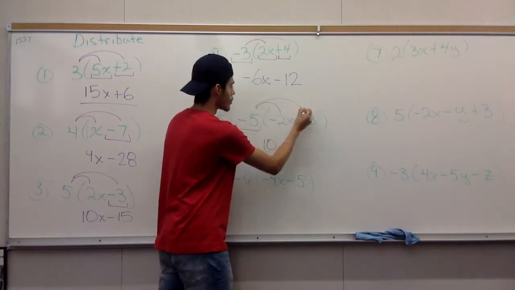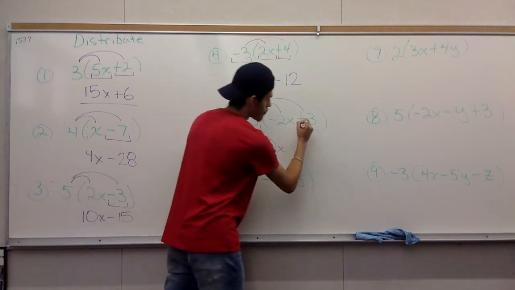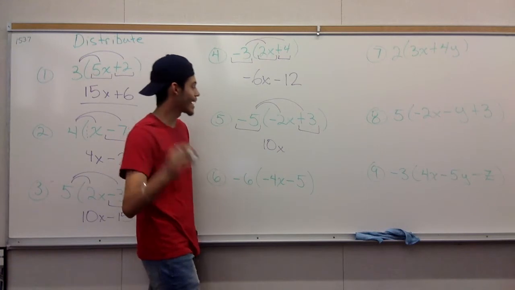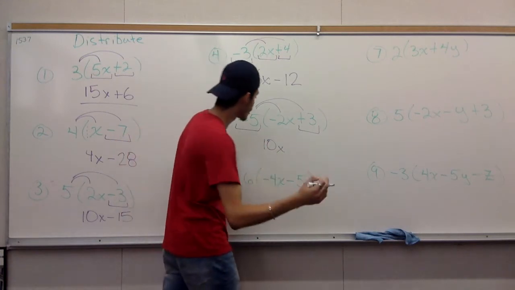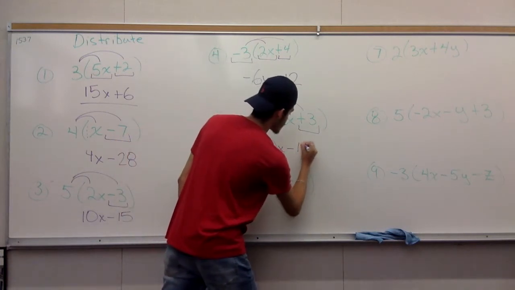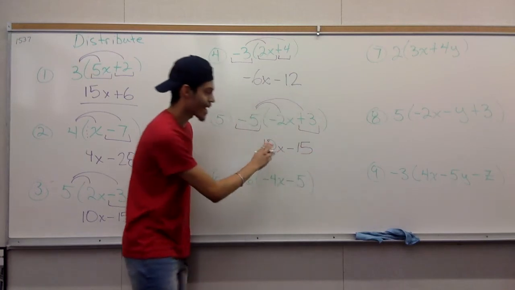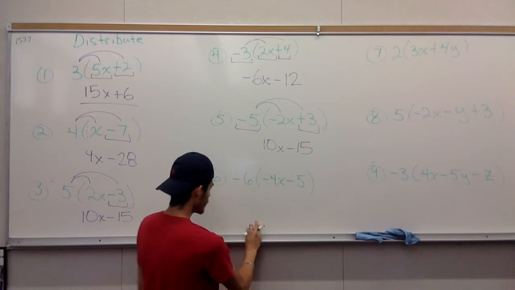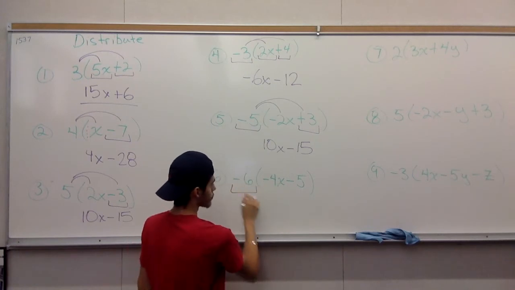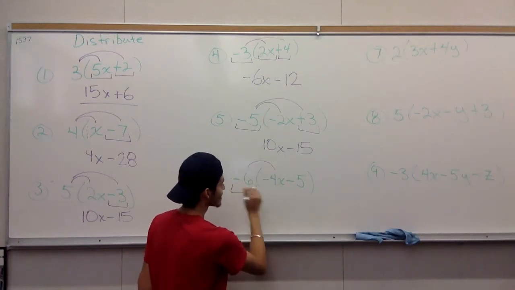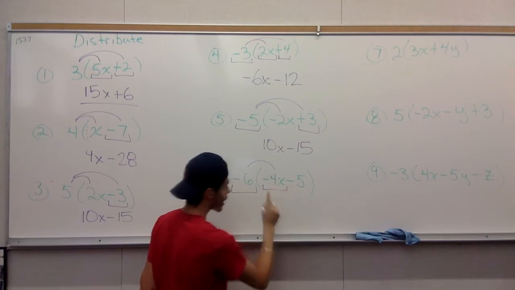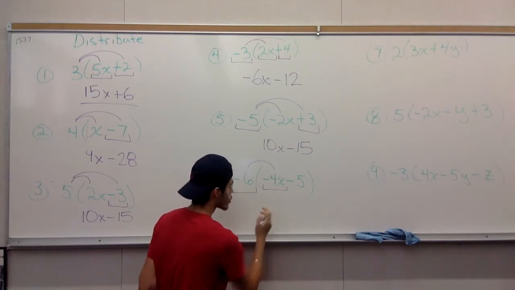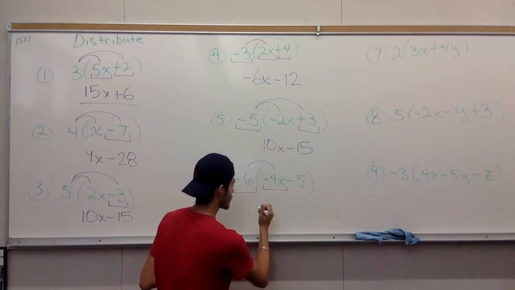Make the second loop. -5 times +3, a negative number times a positive number, remember, gives you a negative number. -5 times +3 gives you -15. Final answer, 10x minus 15. Now for number 6. Right here, -6. Make the first loop. -6 times -4x. Don't forget about the negative and the x. Multiplying them together, 2 negatives make a positive.